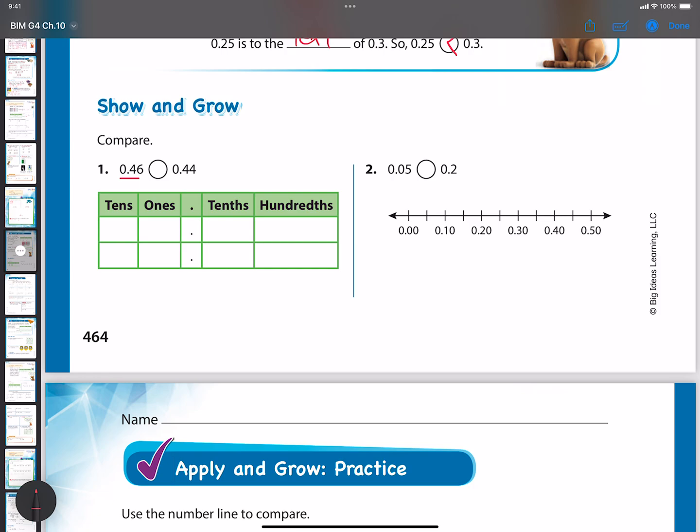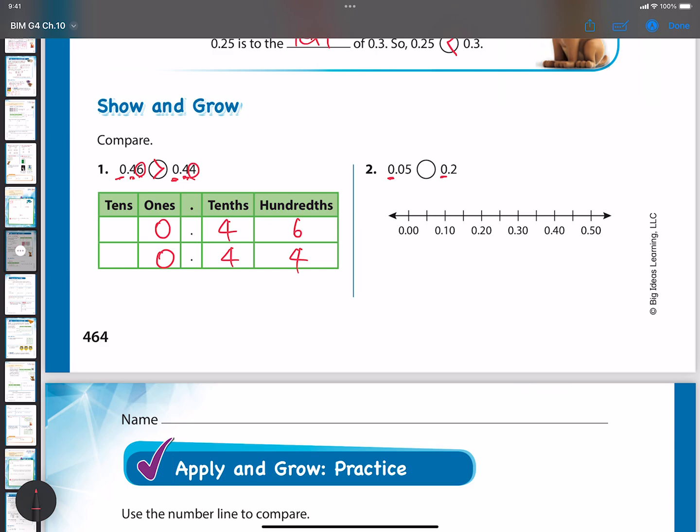Now compare 0.46 versus 0.44. This time they have the same value in the ones and tenths. Now what's the difference? Yes, the hundredths. Which one is greater? That's it. So the ones are zeros, and the tenths are the same, but the hundredths are different. Okay?